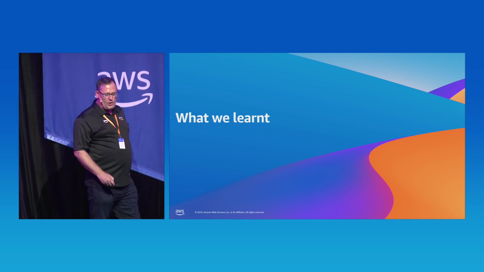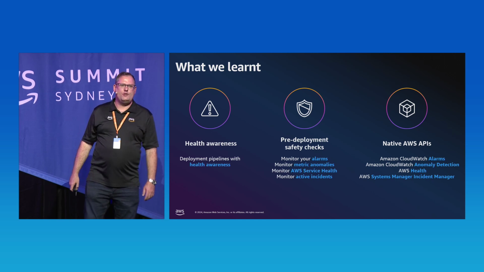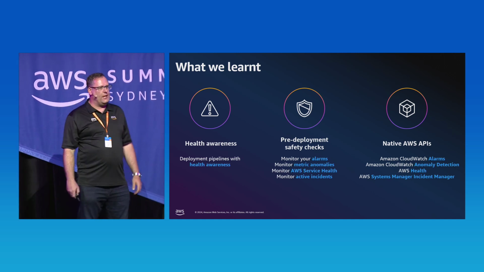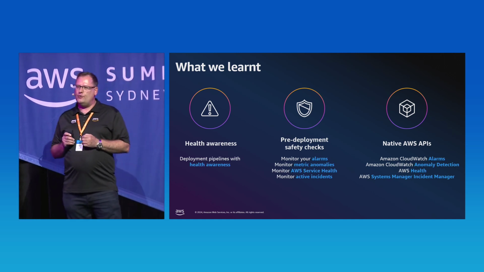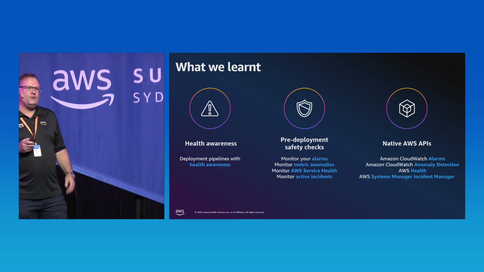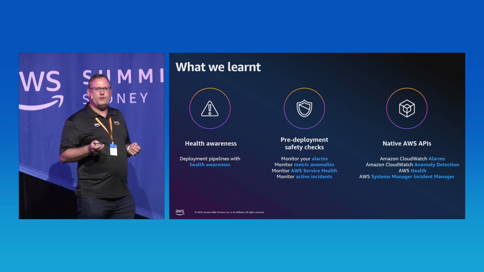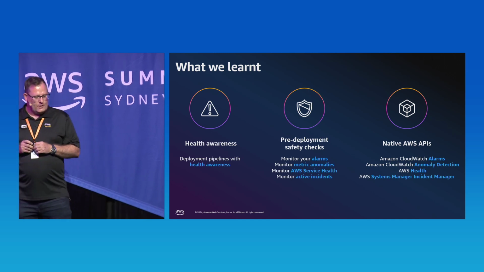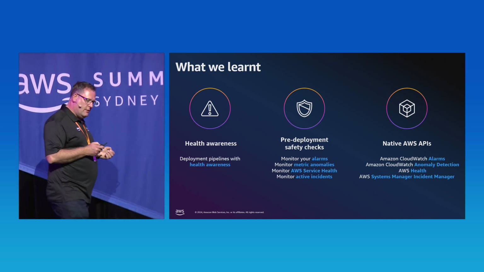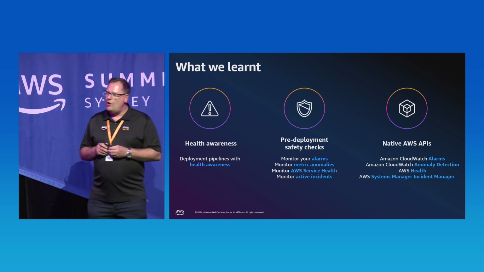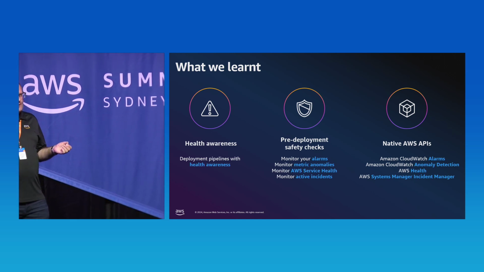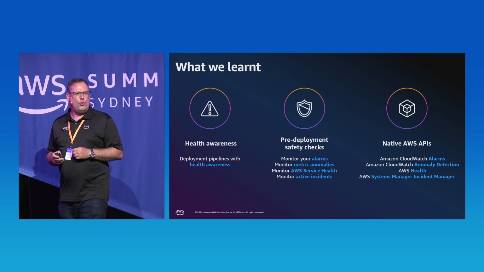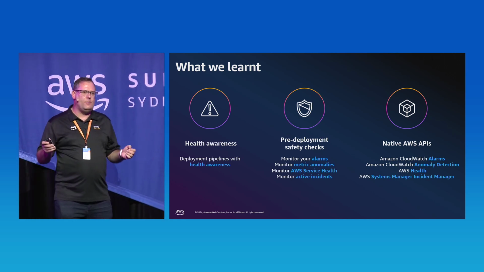All right, folks, what have we learned? We learned observability approaches to improve the health awareness of your deployment pipelines. And we did this by adopting pre-deployment safety checks to support your availability and deployment safety goals. We saw and learned how to utilize native AWS APIs to achieve this. So we utilized Amazon CloudWatch composite alarms and anomaly detection to monitor for workload health. And we used the AWS Health API to monitor AWS services for our environmental health. And we talked about expanding this to monitor for open active incidents using AWS Systems Manager Incident Manager. And we did this all with the intent to minimize downtime and maximize the reliability of your workloads.